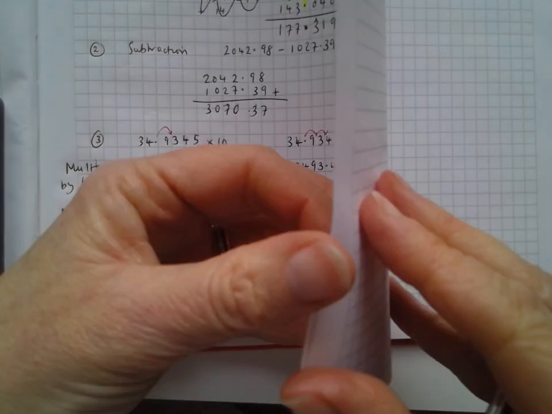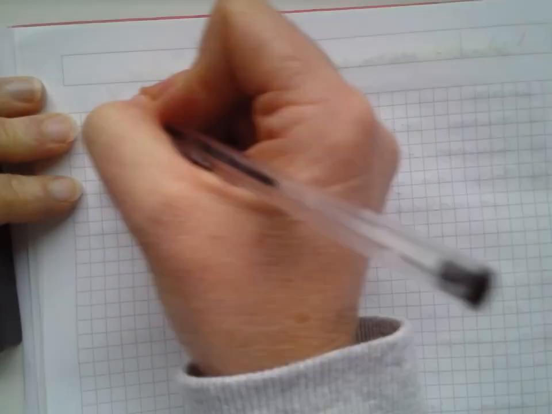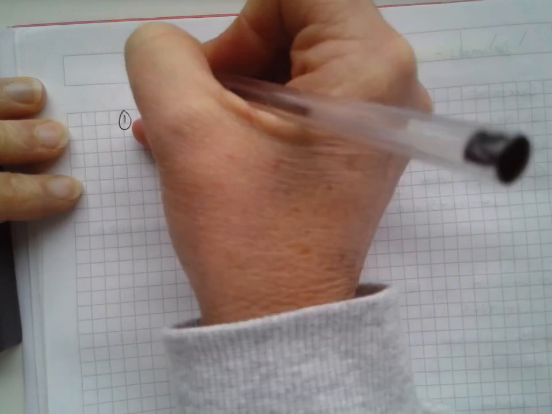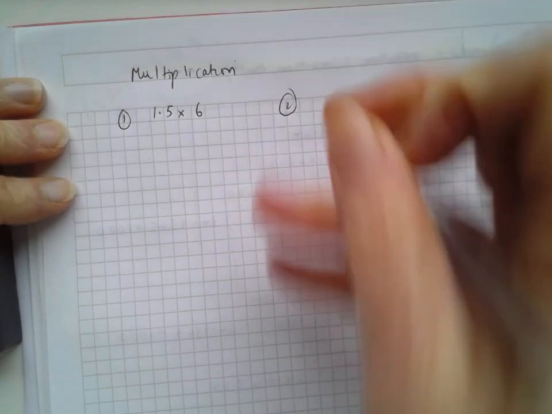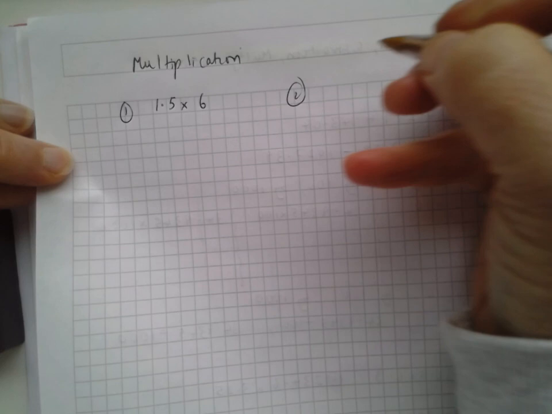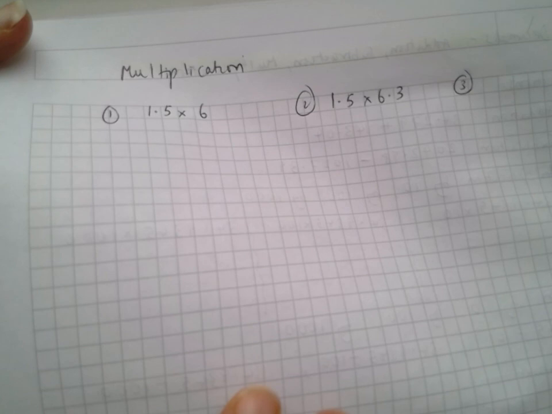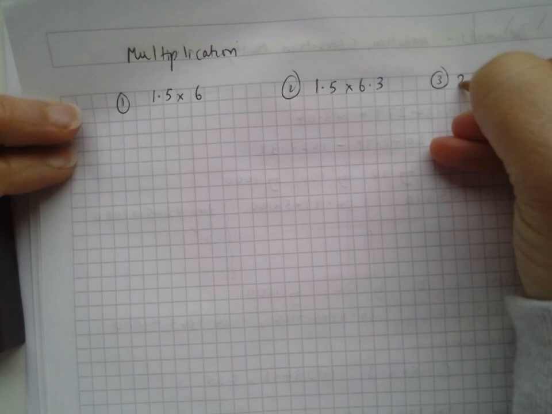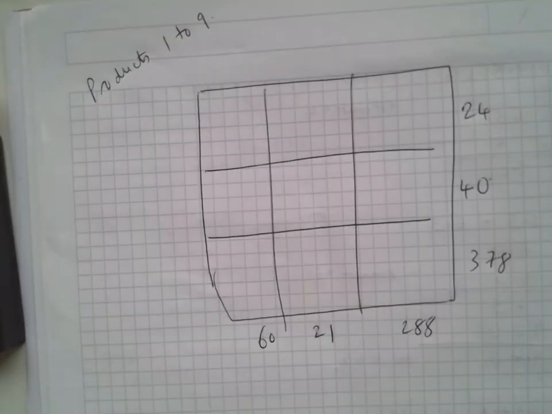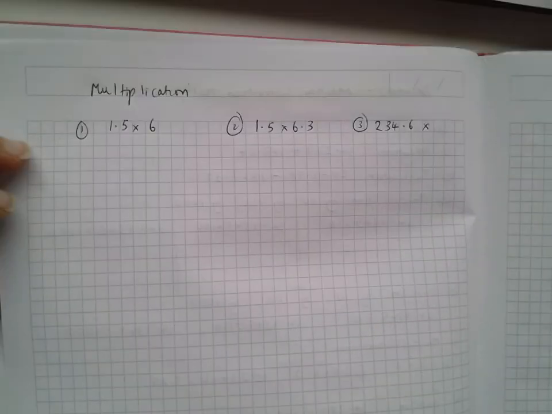So the first question was multiply 1.5 by 6. And the second question was multiply 1.5 by 6.3. And the third question was multiply 234.6. Wow, I made this last one nasty, didn't I? By 3.25. Let's just check that's in focus.